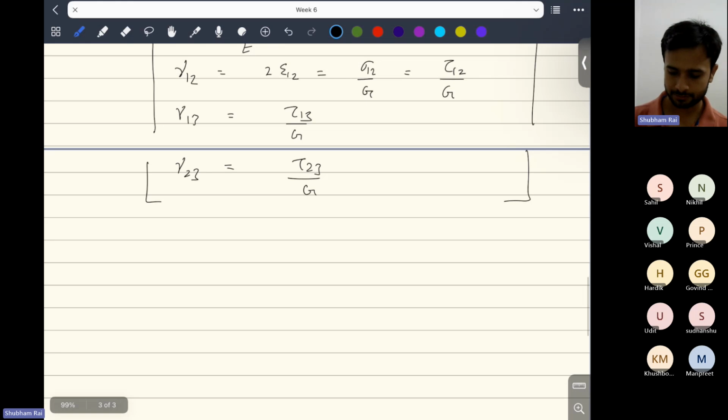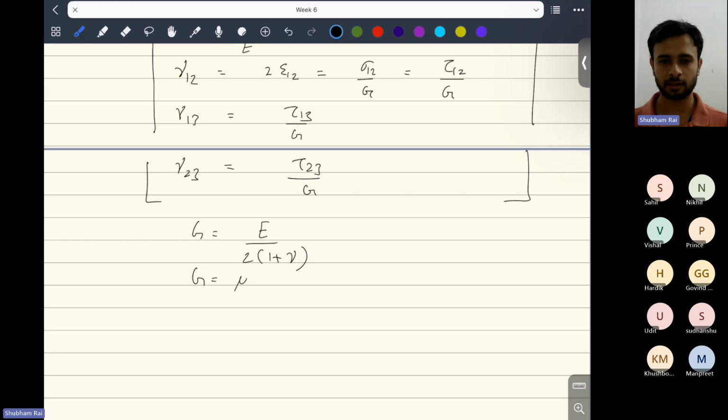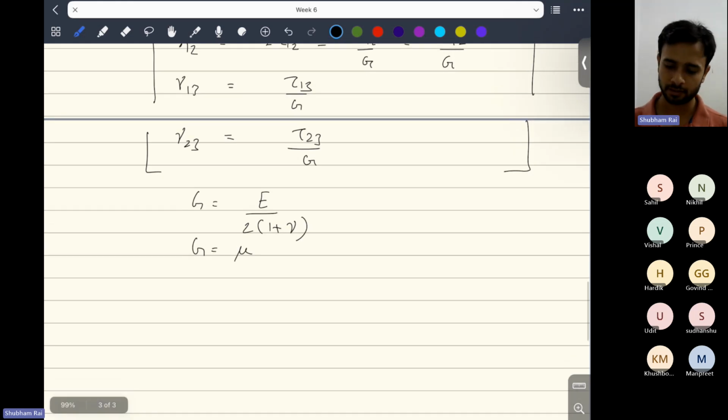Now I will write these constants in terms of Lamé's parameters. G is written as E over 2 times (1 plus nu). And G is also equal to mu in terms of Lamé's parameters. So G can also be expressed in terms of E and nu, the Poisson's ratio.